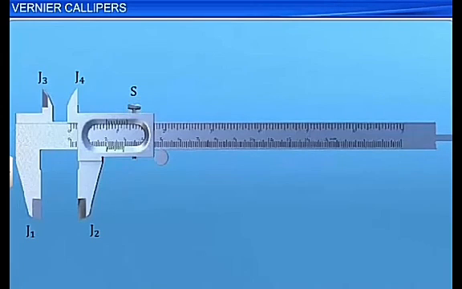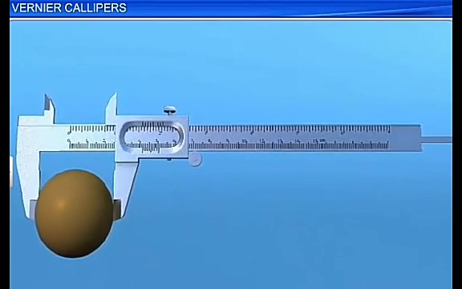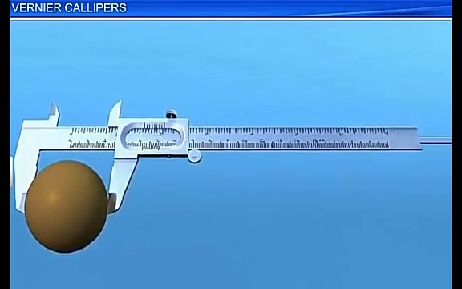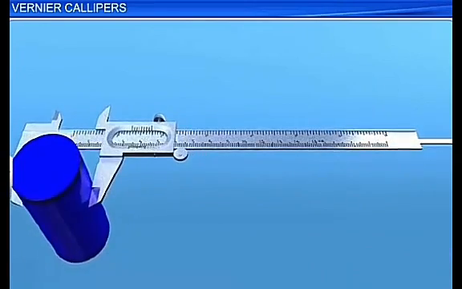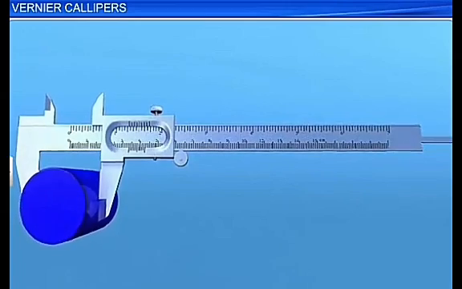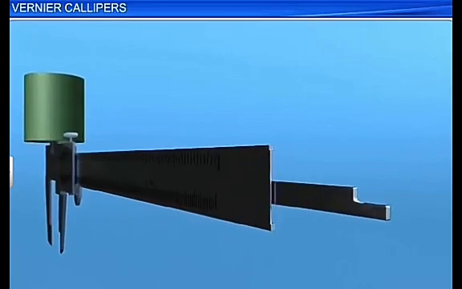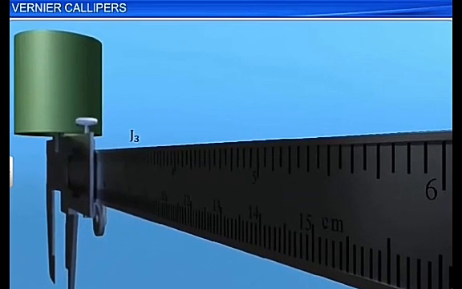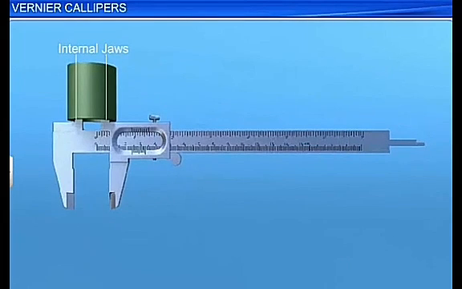The jaws on the lower side, J1 and J2, are called the external jaws. These jaws can hold the object firmly and help to measure the length of a rod, diameter of a sphere, and external diameter of a cylinder, etc. The jaws on the upper side, J3 and J4, are called the internal jaws and are used to measure the internal diameter of a hollow cylinder.